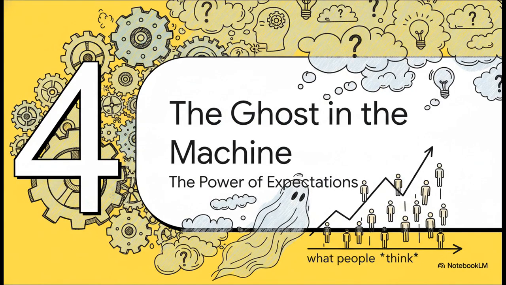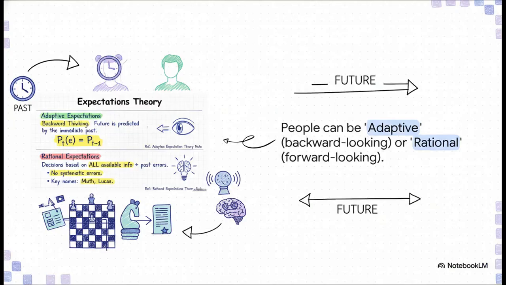But wait, there's one last absolutely crucial piece to this puzzle. It's the ghost in the machine. It's the human element. See, all these neat mechanical models, they work pretty well until you factor in what people think is going to happen next. So economists have a couple of main theories on this. You've got adaptive expectations, where people are basically looking in the rearview mirror. They figure tomorrow will be a lot like yesterday. But then you have rational expectations. This is where people get smart. They're forward-looking. They read the news, they see your policy announcements, and they try to guess your next move. And if they can do that, well, it can make your policies way less effective. It's a constant chess game.